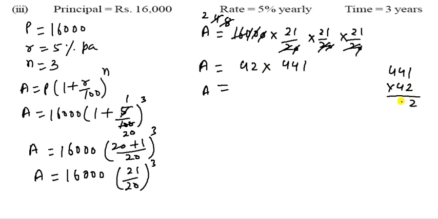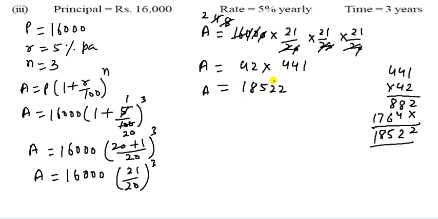It is 441 and it is 42. So 2 1 ja 2, 2 4 ja 8, 2 4 ja 8. Here is 4 1 ja 4 and 4 4 ja 16 and 4 4 ja 16 and 1 17. It is 2 8 or 4 12 or 14 and 1 15, 7 and 1 8. So it will be this number, 18522. It is the rupees amount.